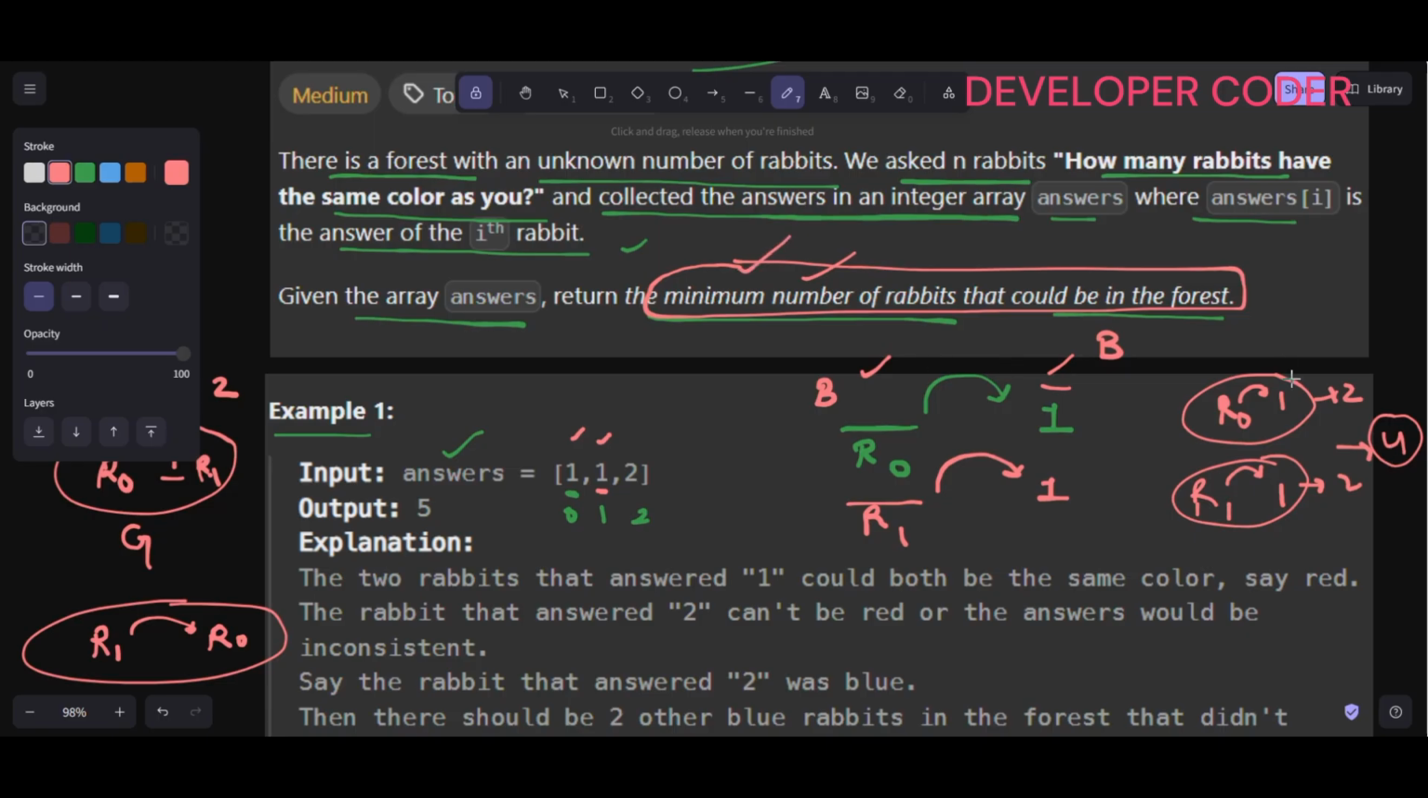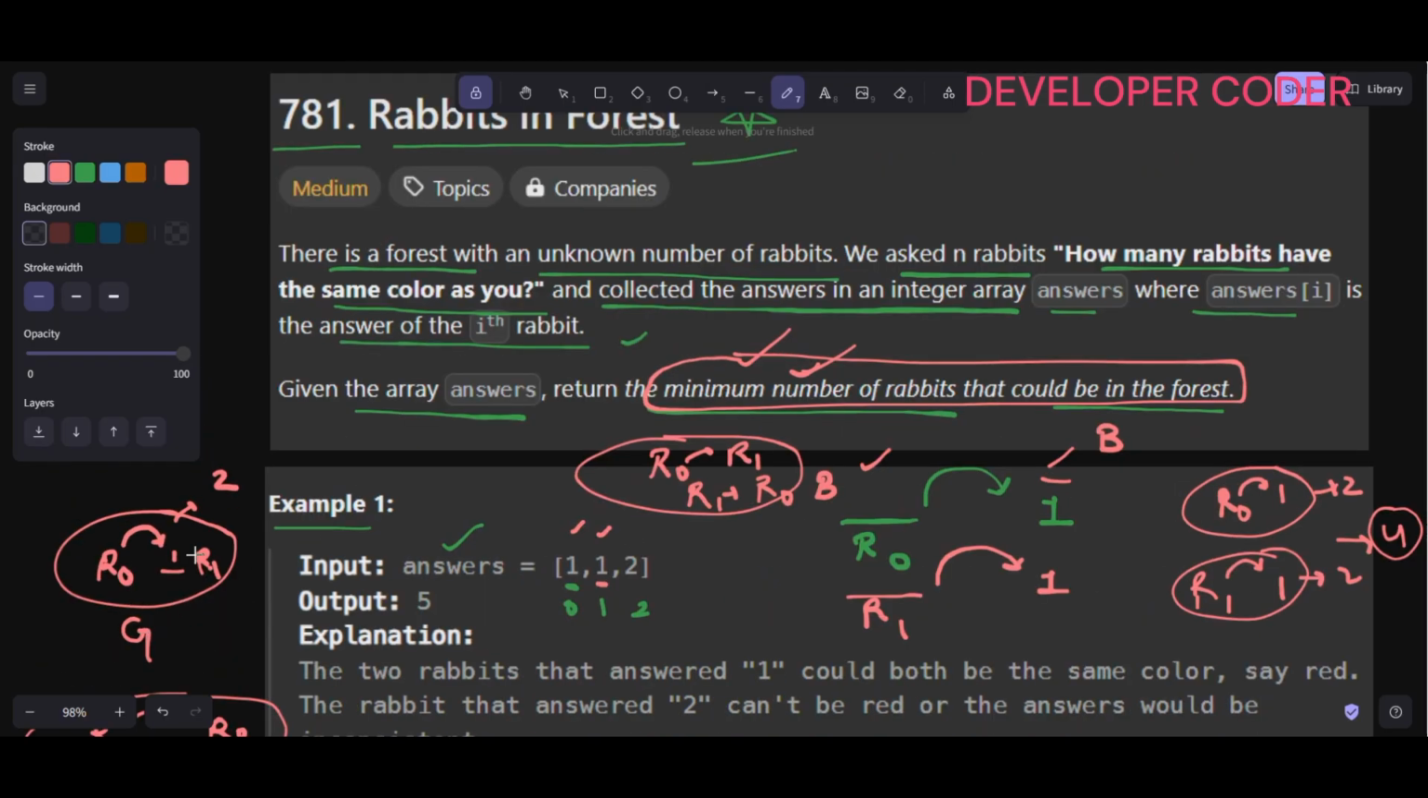So I'm going to treat it as one single group, where rabbit 0 is talking about rabbit 1 and rabbit 1 is talking about rabbit 0. We have to return the minimum number of rabbits, that's the reason. So now there is one single group, and I will suppose that the rabbit at index 0 is having blue color and the rabbit at index 1 is also having blue color. So both are talking about each other, right? This is done.